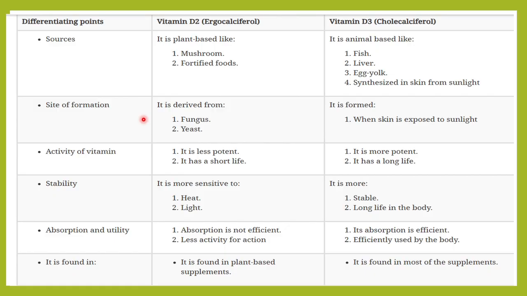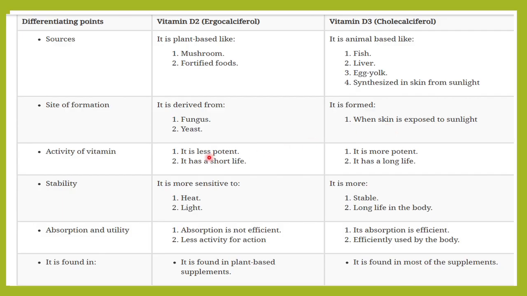I've told you that there are two forms, vitamin D2 and vitamin D3. Vitamin D2 is plant based, so it is seen in plants like mushroom or in fortified foods. Vitamin D3 is mainly animal based, so it is seen in fish, liver, egg yolk, and what we synthesize in the skin from sunlight is vitamin D3. Vitamin D2 is mainly derived from yeast and fungus, whereas vitamin D3 we get when the sun exposed skin produces it.